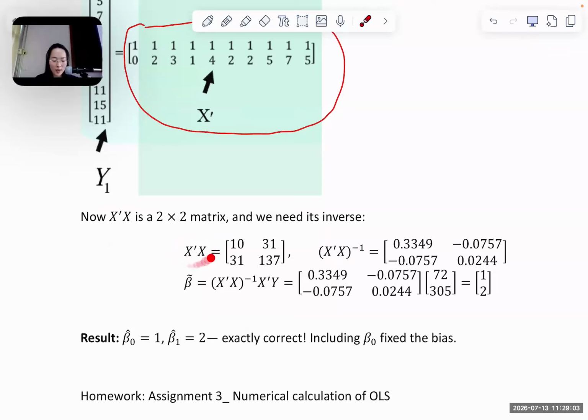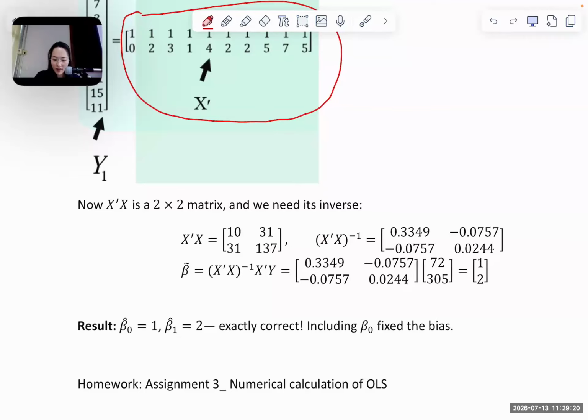Okay, you get x transpose x first. It's a 2 by 2 matrix. And then you get the inverse. Be careful about the inverse here. It's not simply 1 over each element, okay? We have a formula, we call it determinant. I'll show you later. The last step, okay, beta hat. So x transpose x inverse times x transpose y. So 2 by 2 matrix times 1 by 2 vector, all right?